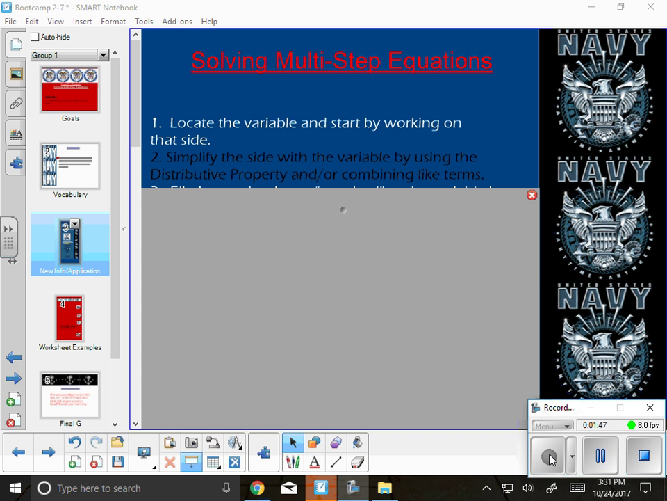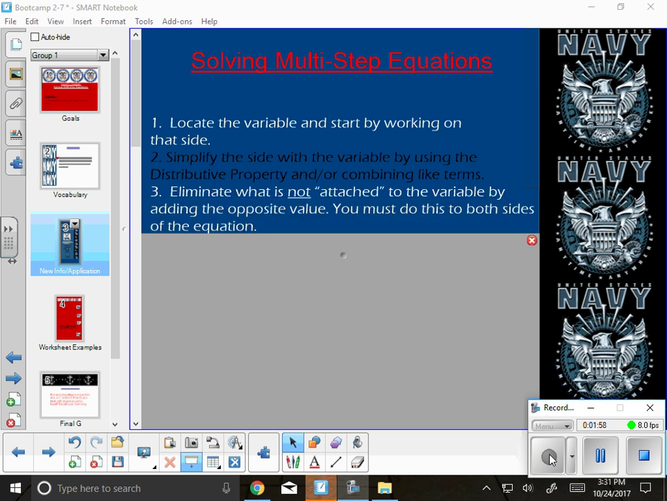We've done the distributive property. We did it earlier this chapter, and we did it in the first chapter as well. And combining like terms, we did that in chapter 1, and we did it earlier in this chapter. Step 3 is to eliminate what is not attached to the variable by adding the opposite value. And again, as always, you must do this to both sides of the equation.